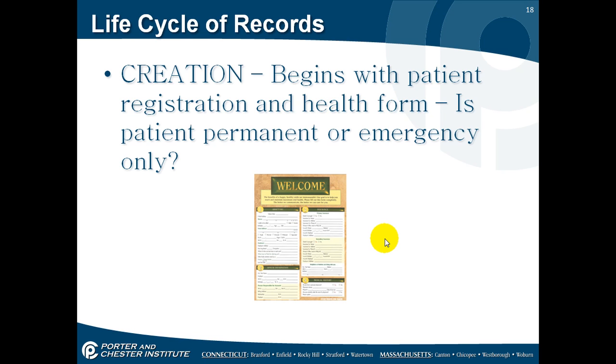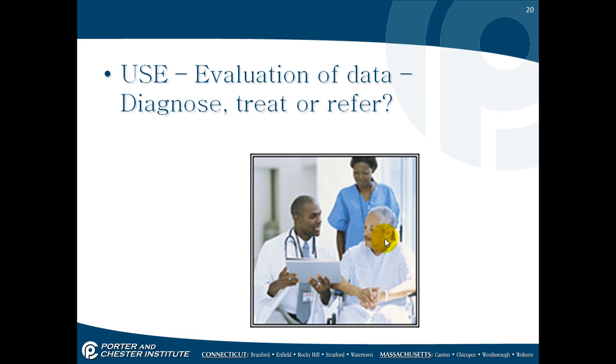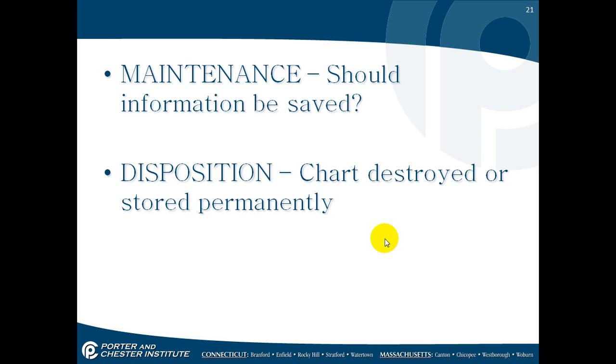So the life cycle of a patient's chart. You create it when the patient comes in, and then the chart's given to the doctor for diagnosis, and then it's used to evaluate the diagnosis, the treatment, or refer. Maintenance, should information be saved, of course. And then disposal. Charts cannot be thrown in the trash, so they have to be maintained forever.